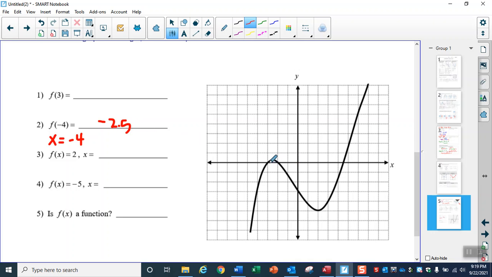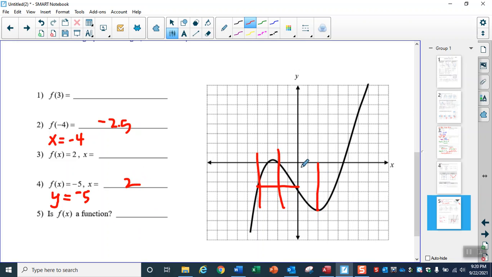So if you go 1, 2, 3, 4, go down here, where is it crossed? And then over here to see what the y value is. For 4, this means y equals -5. So the y is -5, 1, 2, 3, 4, 5. And then go over to see what the x value is, here's the point, and the x value would be 2.